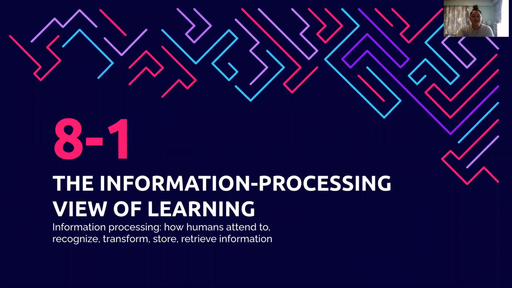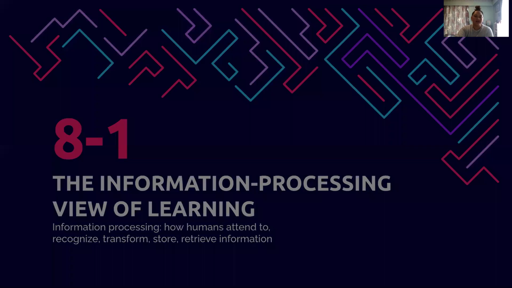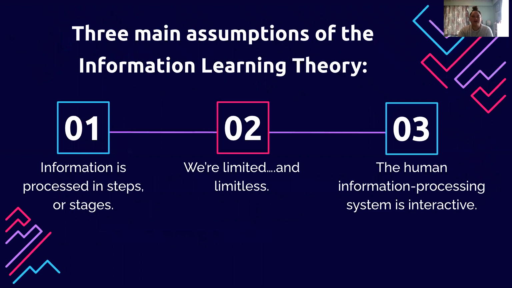So going straight into our first section, the information processing view of learning. Basically this is talking about how humans attend to, recognize, transform, store, and retrieve information, or quite simply, how we process information. This theory rests upon a set of assumptions, and the textbook highlights 3 of these, and we've got the 3 on the slide for you.